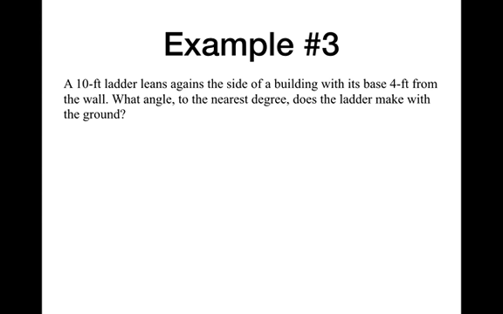We need to make sure that the way we've set it up fits that correct value. So in this case, we've got a 10-foot ladder. It leans against the side of a building where its base is 4 feet from the wall.